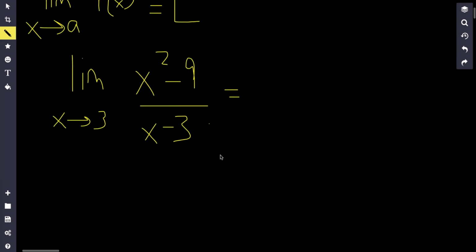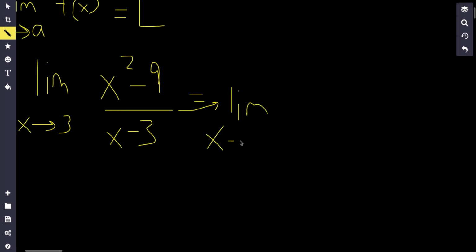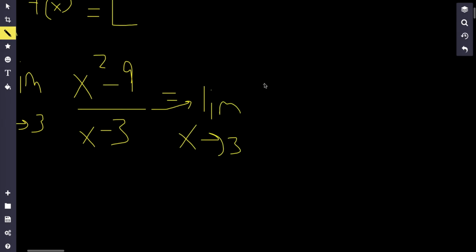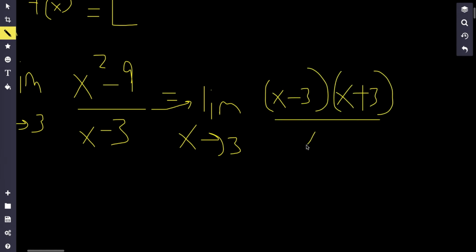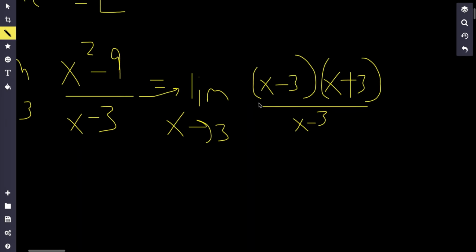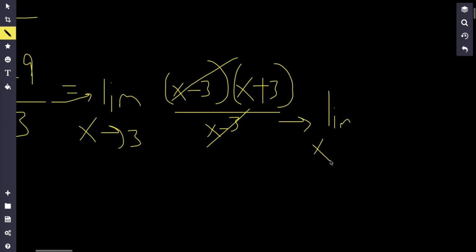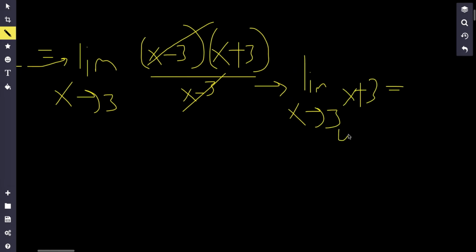Well, you're going to use a couple of your algebra skills, and you're going to realize that the numerator is a difference of two squares. So it's going to be the limit as x approaches 3 of x minus 3 times x plus 3 divided by x minus 3. Notice how the x minus 3's cancel out. So you're just going to be left with the limit as x approaches 3 of x plus 3. And now we can directly substitute 3 in for x. So we just get 3 plus 3, which is equal to 6.